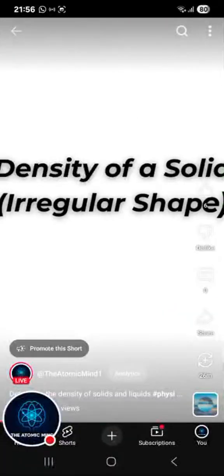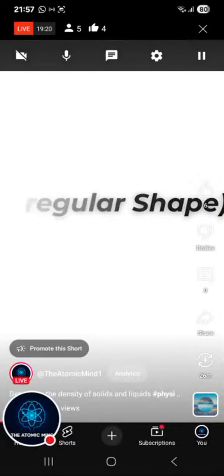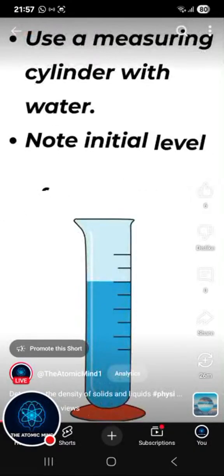If we have to find the density of a solid shape that is irregular, we use the following steps. Use a measuring cylinder with water. Note the scientific notation. How can we determine the density of a solid?